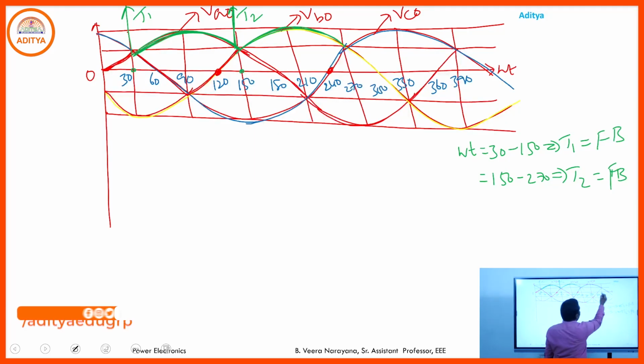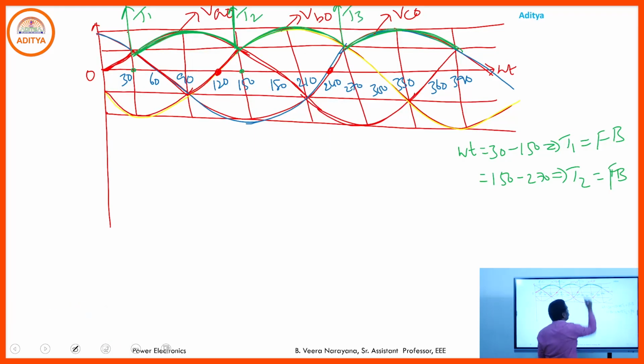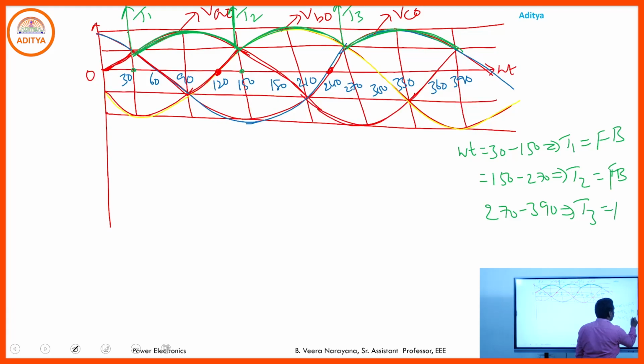From 270 to 390, which is more positive? Phase C. What is the thyristor connected to phase C? T3. So from 270 to 390, T3 is in forward bias. Before this also, T3. So T1, T2, T3. Next T1, T2, T3. That is the cycle.